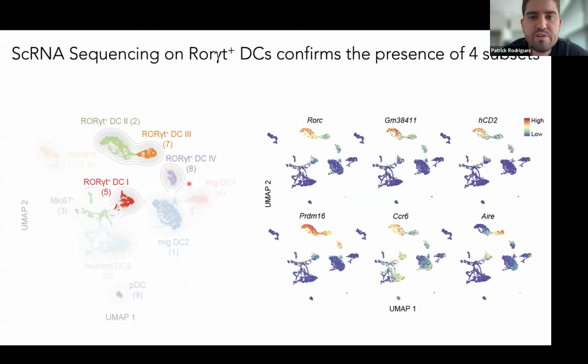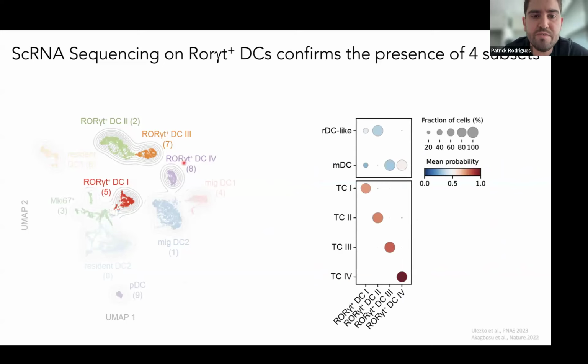We had a look at the expression levels, and you can clearly see that these 4 subsets of Rorg-T DCs express RORC. They express our long non-coding RNA GM38411, as well as the human CD2 construct. At the same time, they express PRDM16, as well as markers which were shown to subdivide the different Rorg-T DC subsets, like CCR6 as well as AIRE. We also compared these 4 different clusters to the clusters already identified and characterized by the group of Brown in 2022. And we can clearly see that the Rorg-T DC clusters we found are equivalent to the clusters that Brown identified in her Nature paper.